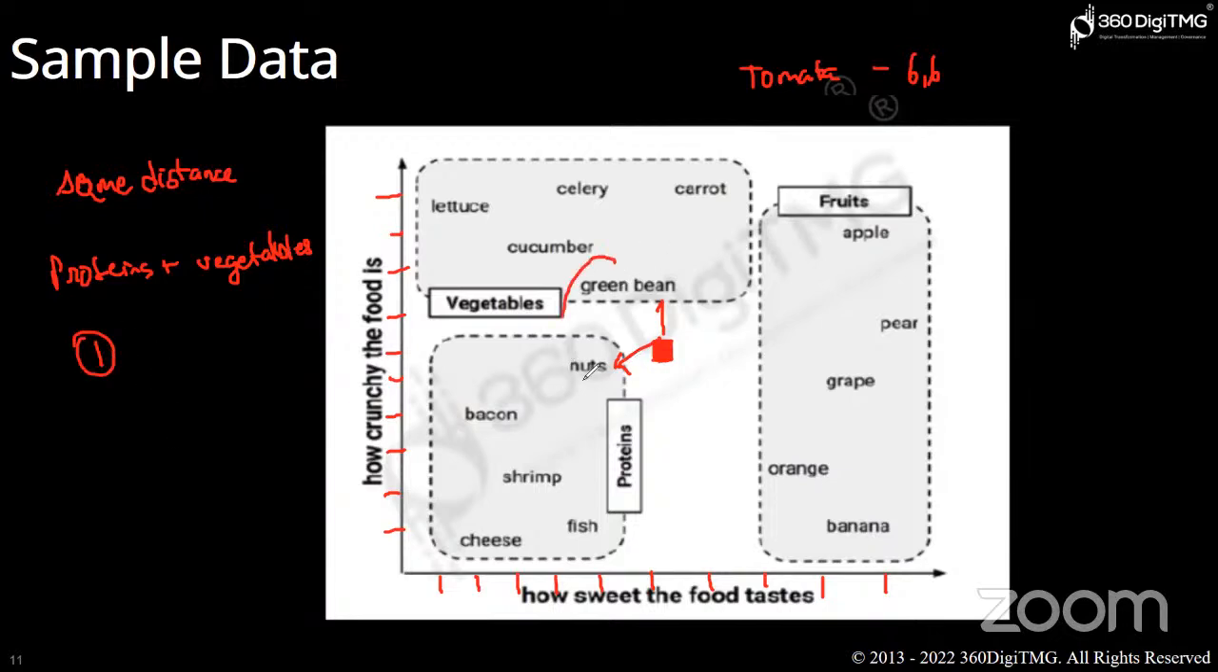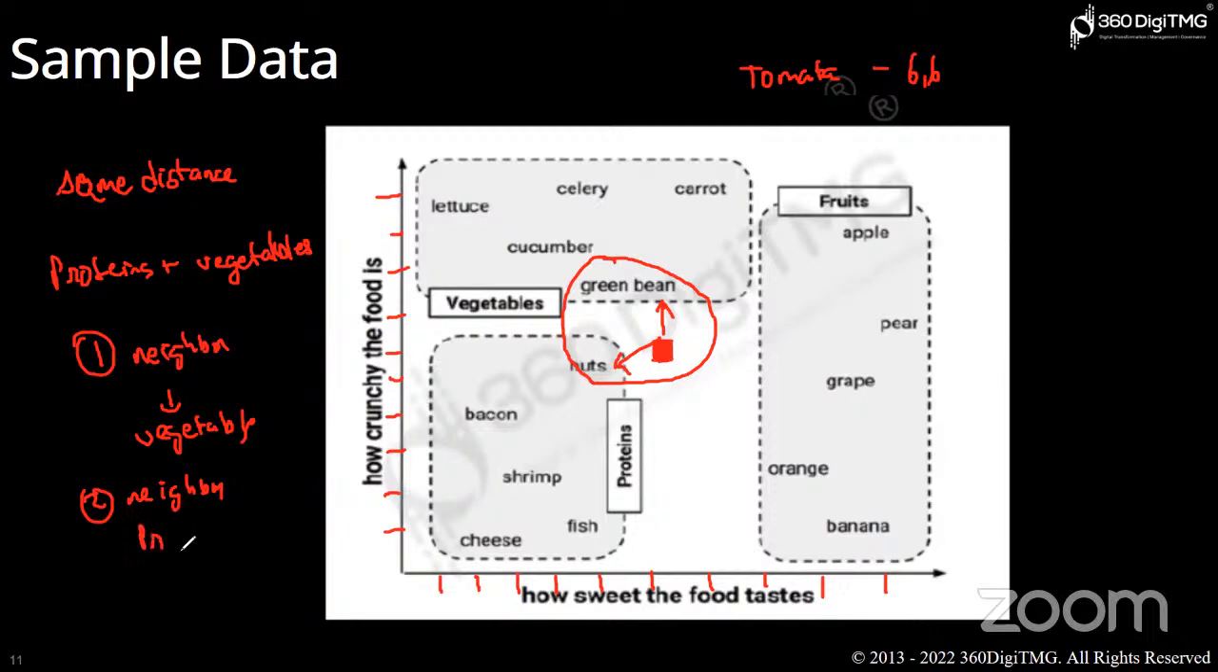But here, because we were taking two neighbors, this is what happened. If we had taken one neighbor, maybe it would have classified with green bean. If we had taken 3 neighbors, one neighbor, it is coming out to vegetable. 2 neighbor, it belongs to protein plus vegetable. 3 neighbor, it belongs again to vegetable, because we have 2 classes where it is belonging to vegetable. So that is what our aim should be.